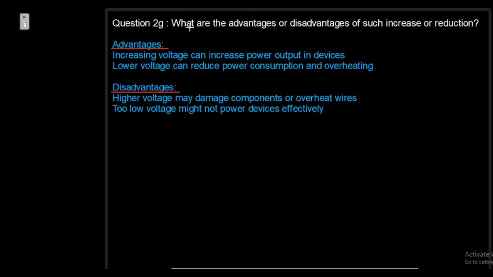Now, 2G, it says, what are the advantages or disadvantages of such increase or reduction? Advantages: increasing voltage can increase power output in devices, whereas lower voltage can reduce power consumption and overheating. As for the disadvantages, higher voltage may damage components or overheat wires, and too low a voltage might not power devices effectively. So this is what we have for experiment E1.